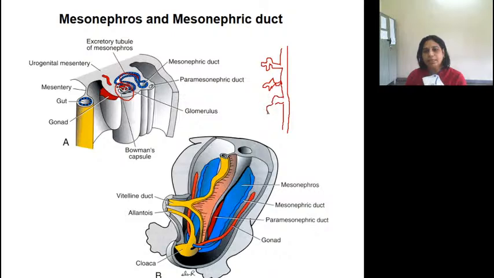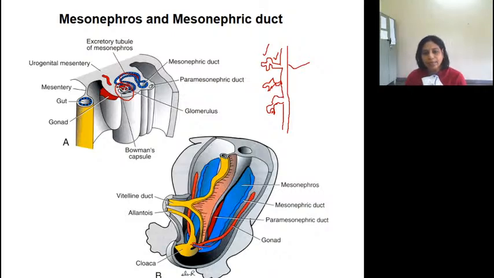If you see it like this, here will be the capillaries, and these will form the mesonephric tubules. This is the mesonephros, and this is the mesonephric duct. All these tubules will be draining into the mesonephric duct, and finally where is this mesonephric duct going? This is the mesonephric ridge with the mesonephros, and this will be going into the urogenital sinus.